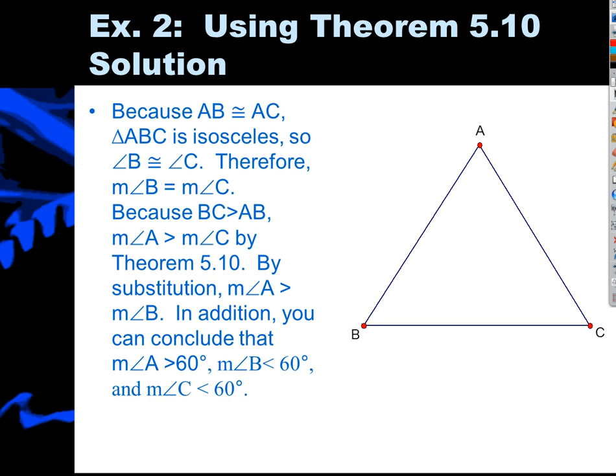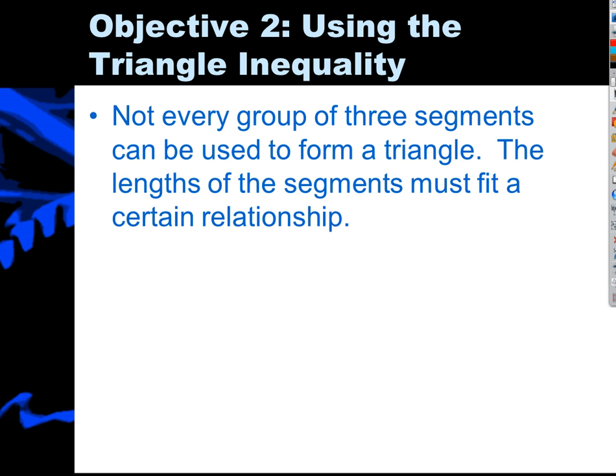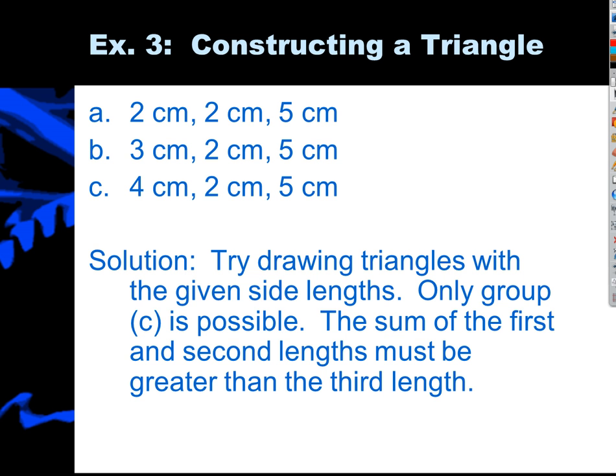Okay, where we get into something a little different is with the triangle inequality. Conceptually it's pretty simple, but you can get some questions where the algebra gets a little trickier. So I want to look at an example. What this tells us is not every group of 3 segments could be turned into a triangle. Some of them don't fit properly. So for example, if I take group A, group B, and group C, each of those groups has 3 segment lengths. Only one of those groups actually produces a triangle. Which one? Not A. A doesn't work.